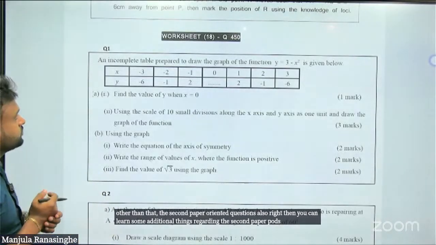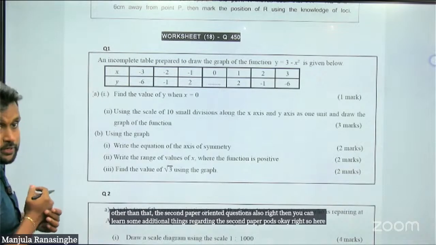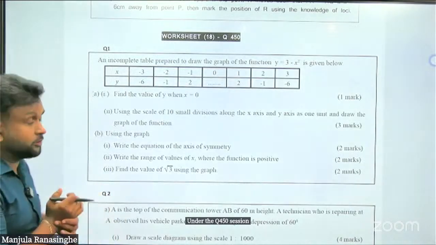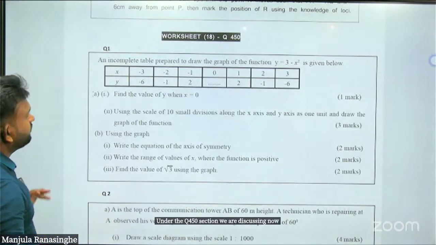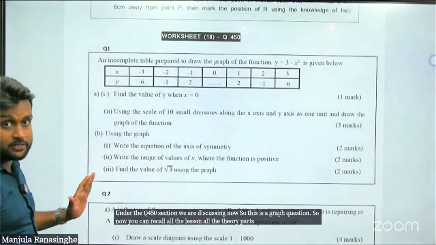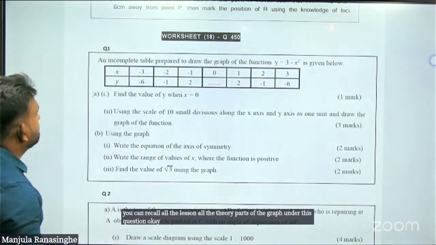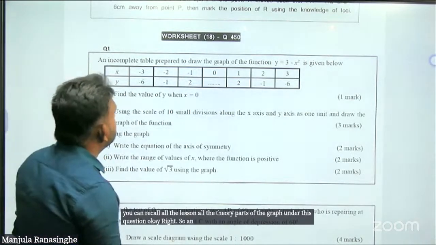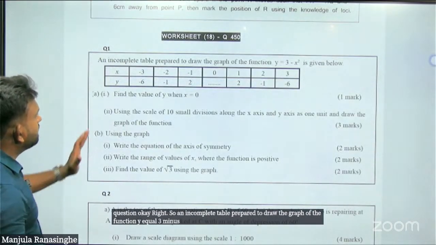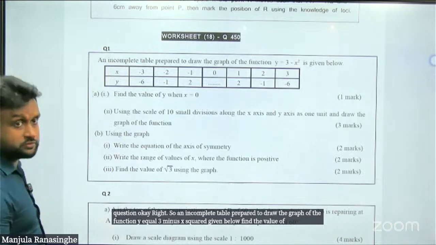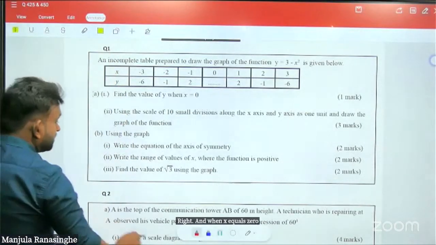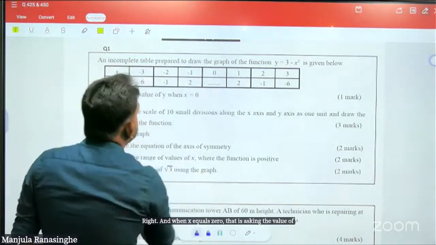Okay, right. So here, the worksheet 18 under the Q450 session we are discussing now, right? This is a graph question. So now you can recall all the lessons, all the theory parts of the graph under this question. An incomplete table is prepared to draw the graph of the function y equals 3 minus x squared given below. Find the value of y when x equals 0.